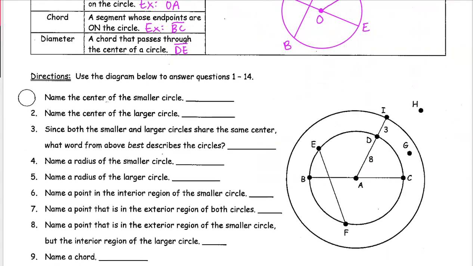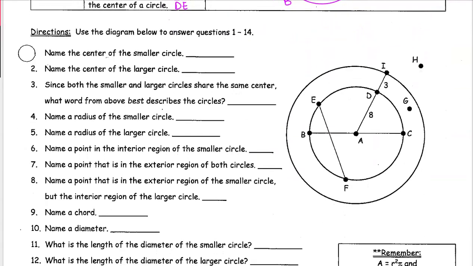Okay, so use the diagram below to answer questions 1 through 14. Name the center of the smaller circle. If I look at the smaller, inner circle, its very center is here at A. Now, A is also the center of the large circle. Since both the smaller and larger circles share the same center, what word from above best describes the circles? When they share the same center, they're called concentric circles.